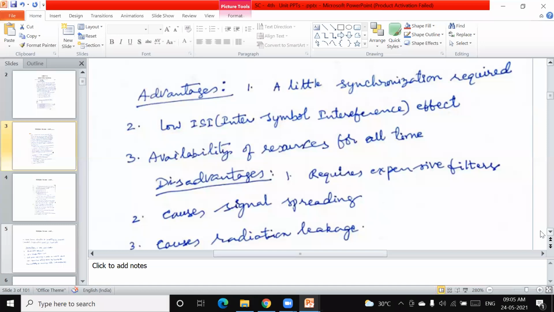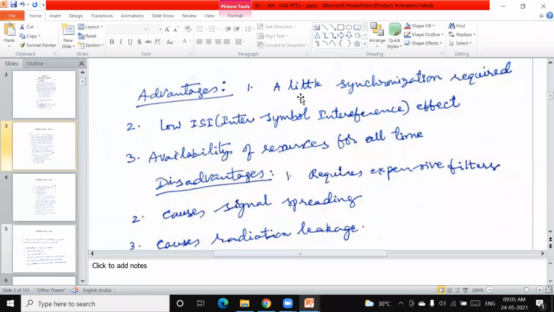So now this is frequency division multiple access, a briefing about this one, and we shall also see the advantages and the disadvantages of this one. So the advantage is that little synchronization is required.